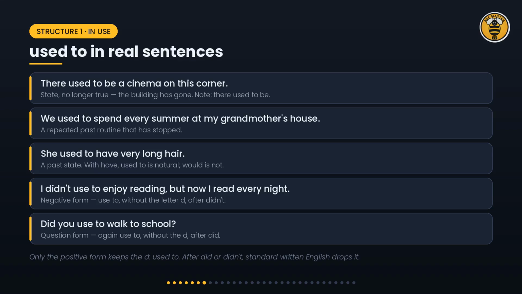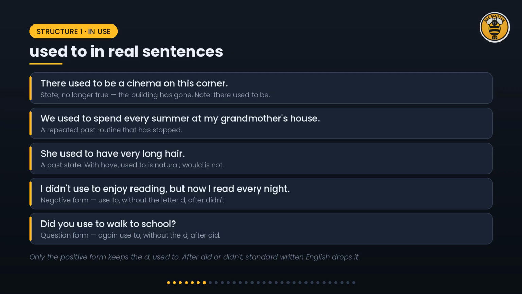Let's hear it in real sentences. There used to be a cinema on this corner. A past state that has ended. The building has gone. Notice the very useful pattern: there used to be. We used to spend every summer at my grandmother's house. A repeated routine that has stopped. She used to have very long hair. A past state with the verb have.